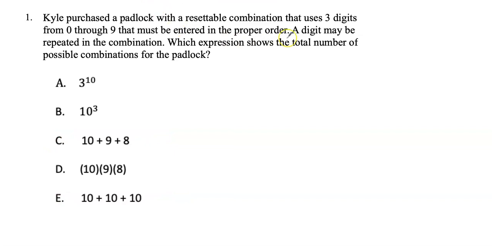This is the second thing I want to go over. What if it says on the HiSET test, a digit may not be repeated? So everything's the same, but it says a digit may not be repeated in the combination. Let me show you how that would change things, and you might already know, but it would look like this.